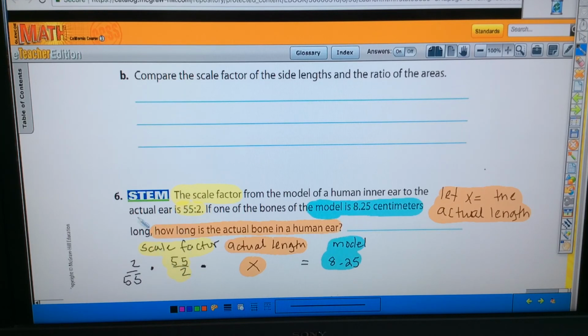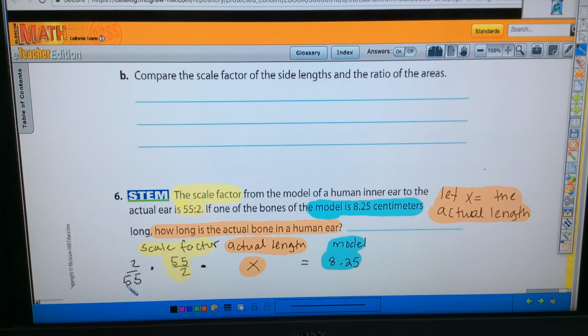You could also convert this to a decimal. Let's see what we get. 55 divided by 2 is 27.5. You could turn this into a decimal, 27.5, and then just divide like you normally would. That would be fine.